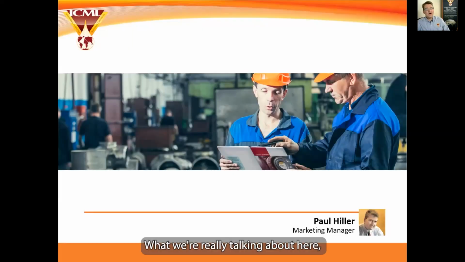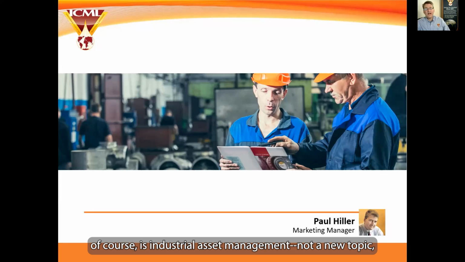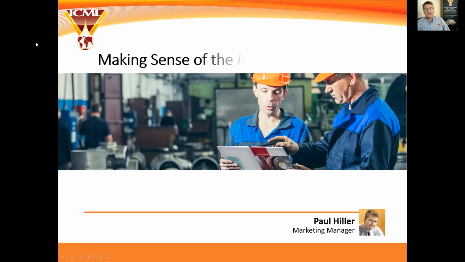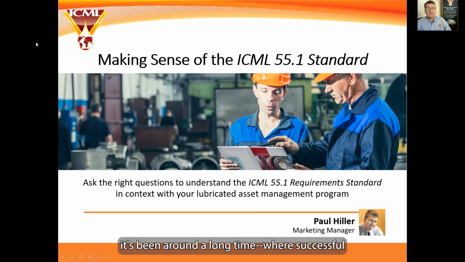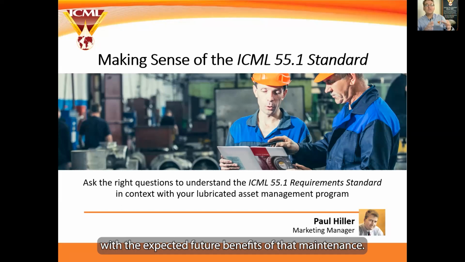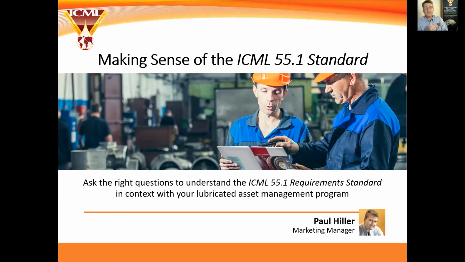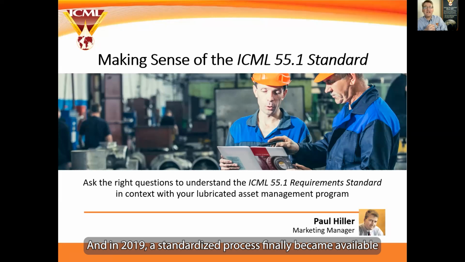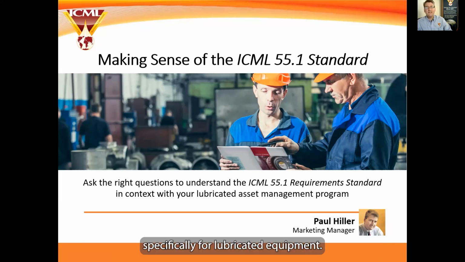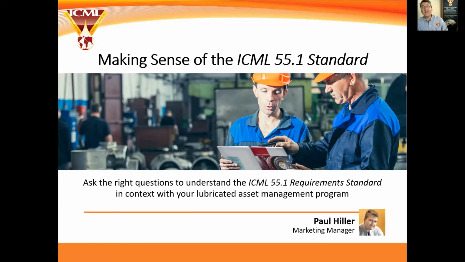What we're really talking about here, of course, is industrial asset management. Not a new topic, but it's been around a long time, where successful programs balance the level of effort applied to machinery maintenance with the expected future benefits of that maintenance. And in 2019, a standardized process finally became available that would define the appropriate implementation strategy specifically for lubricated equipment. And that is the ICML 55.1 standard.